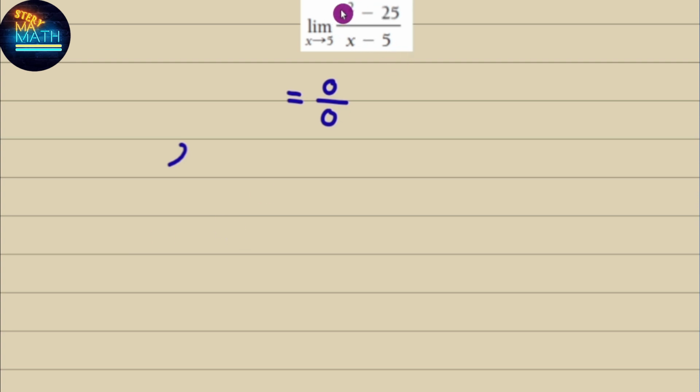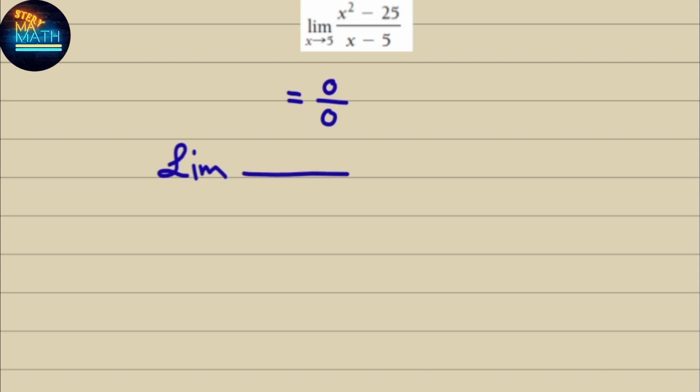And as you see here, the numerator is x squared minus 25, and it's a difference of two perfect squares. x squared is a perfect square, and 25 is a perfect square, and you have a minus between them, right? So I want to remind you of how to factor the difference of two squares by getting the square roots of each one, right?